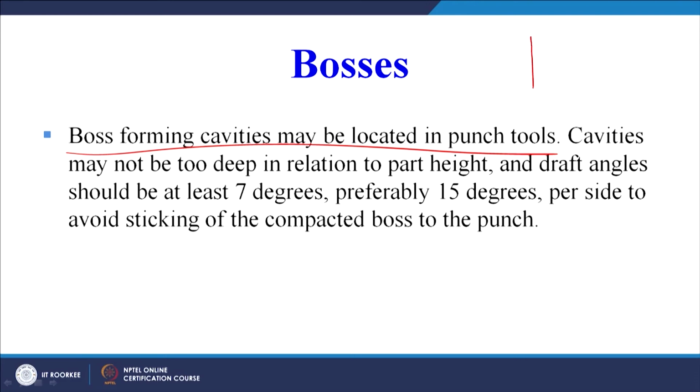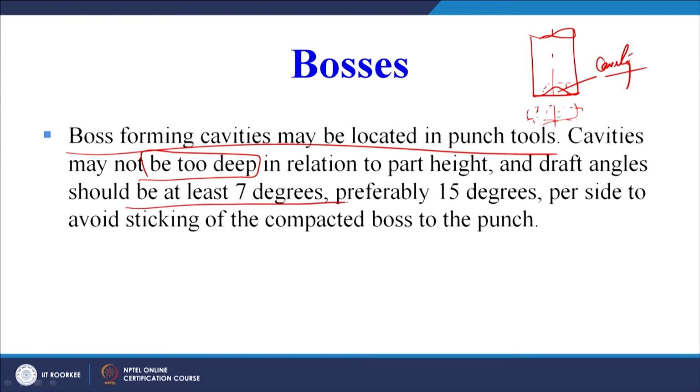So suppose this is my normal punch, and if I want to produce maybe a boss in this metallic powder, I can make a cavity like this, or depending upon the shape of the boss I can make a cavity here, and this is my punch, and this is the direction of pressing. So this is the cavity that we are talking about. So boss forming cavities may be located in punch tools. Cavities may not be too deep in relation to the part height. So the cavities must not be too deep.